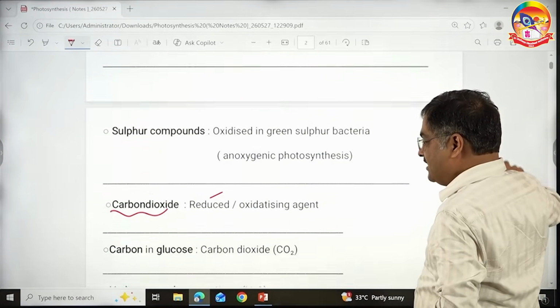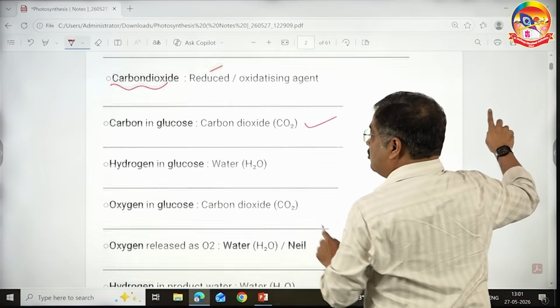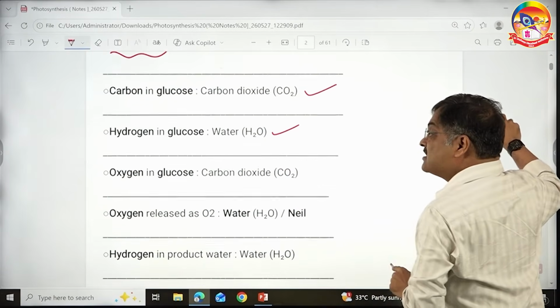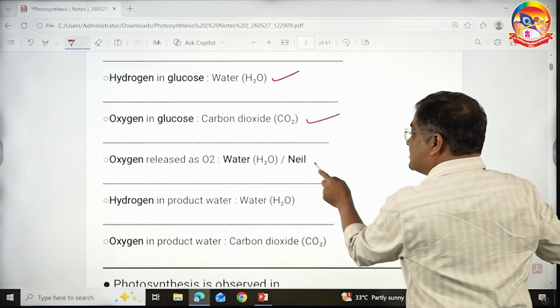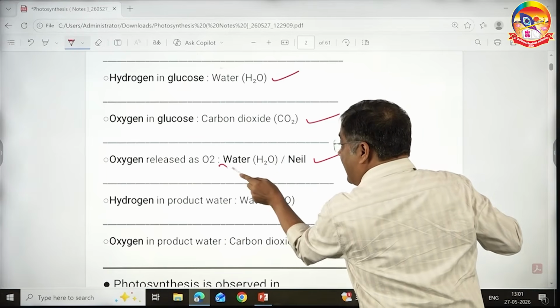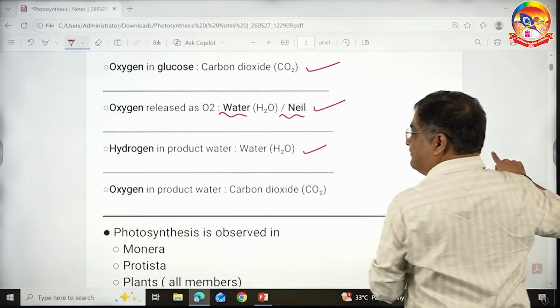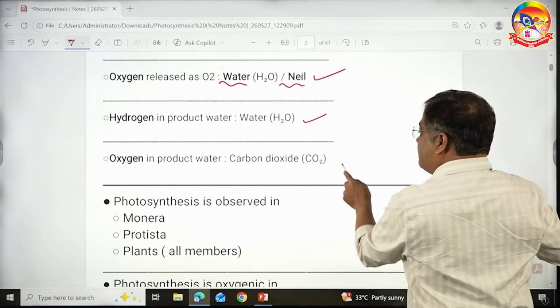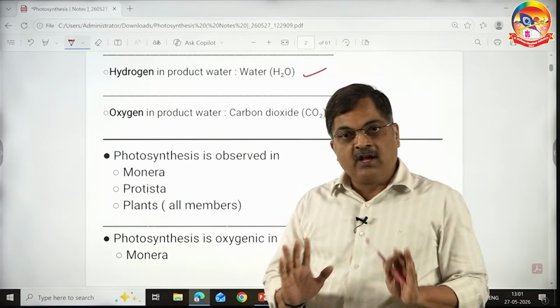What did I write here? Carbon in glucose comes from carbon dioxide. Hydrogen in glucose comes from water. Oxygen in glucose comes from carbon dioxide. Oxygen released is from water, and the scientist's name you remember, Neil. Hydrogen in product water comes from substrate water. Oxygen in product water comes from carbon dioxide. Nice, we made a good start.